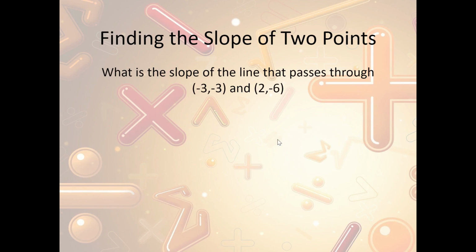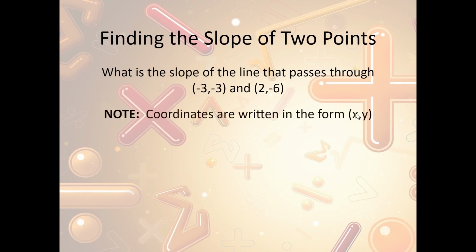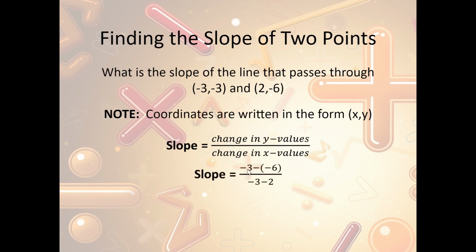Let's look at another example. So what is the slope of the line that passes through (-3, -3) and (2, -6)? Again, coordinates are written as x and y. So this is my x, this is my y, this is my x, this is my y. And slope is change in y over change in x. So I'm going to calculate that by subtracting my y values first. So -3 minus -6. And then I'm going to subtract my x values, which is -3 minus 2. So I get -3 minus -6 and -3 minus 2.